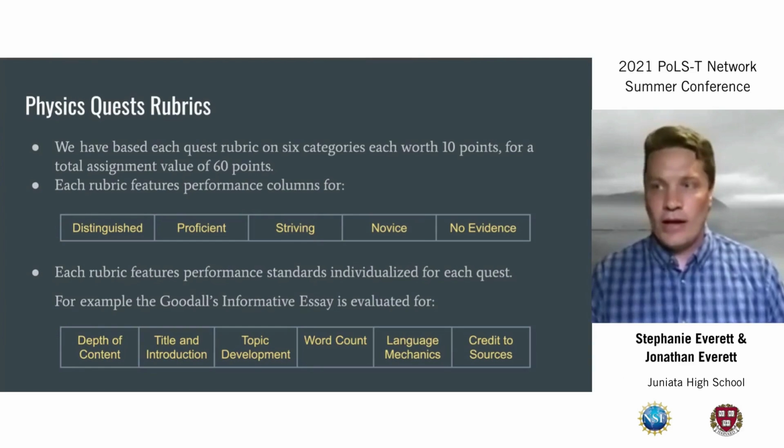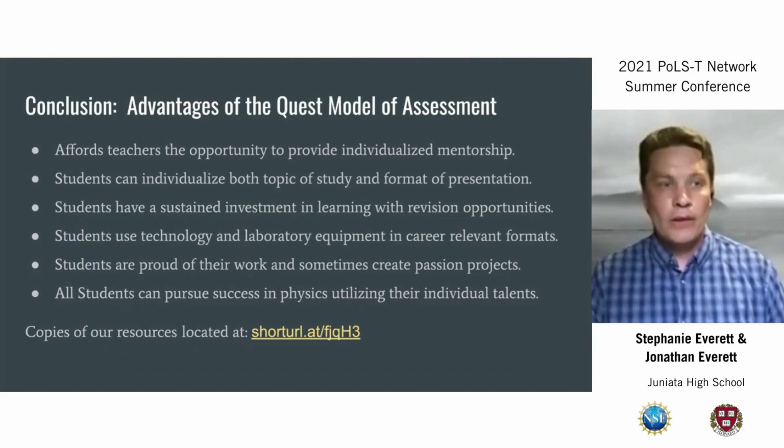Now, the other side, the other rows, so to speak, would be for performance standards that are different for each and every quest. So the example I have here is for the Goodall's informative essay, which is evaluated for depth of content, title and introduction, topic development, word count, language mechanics, and credit to sources.